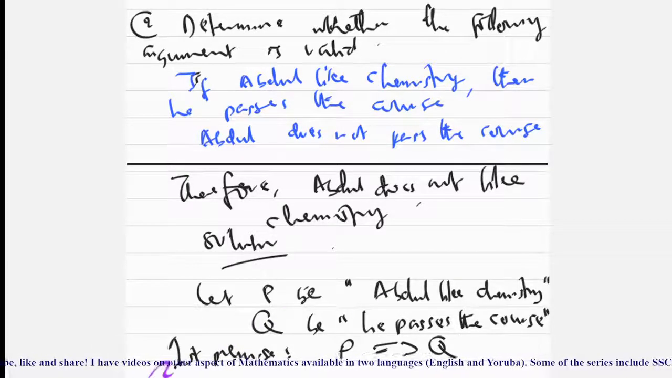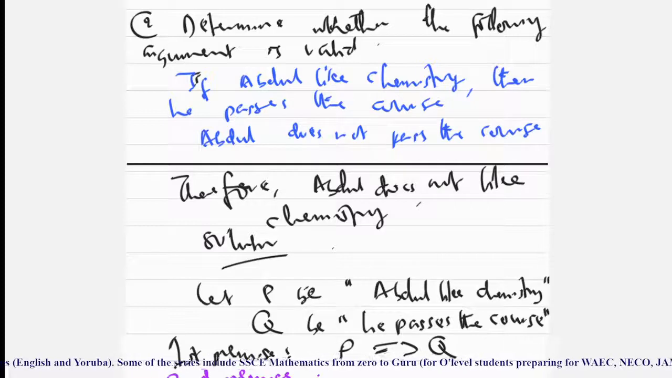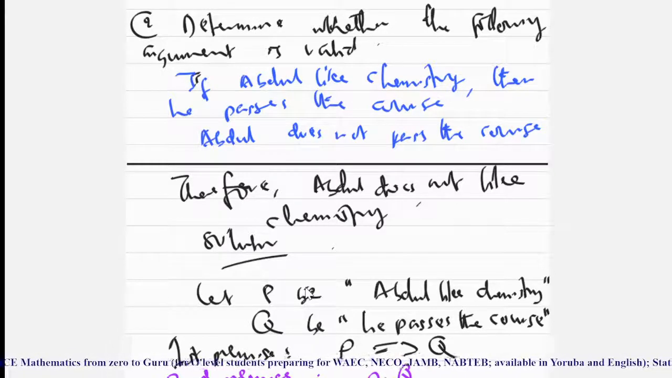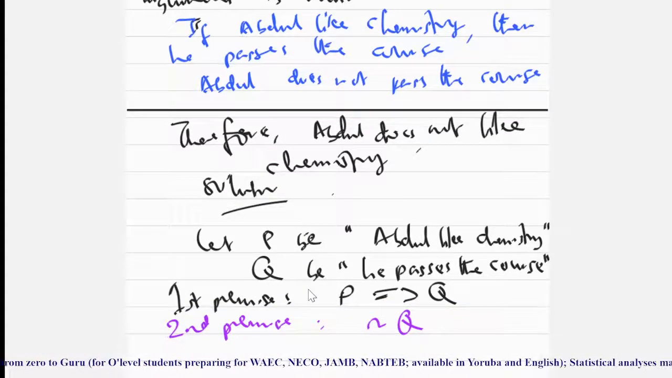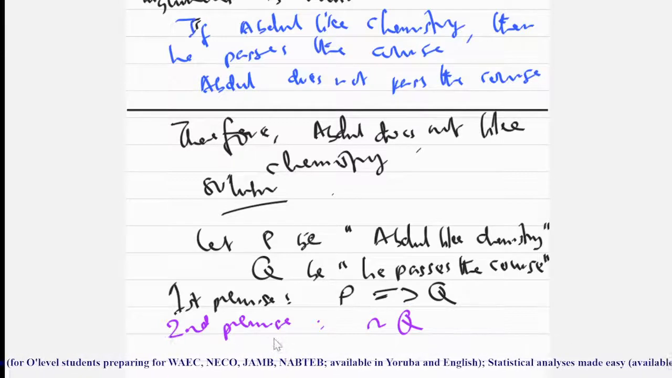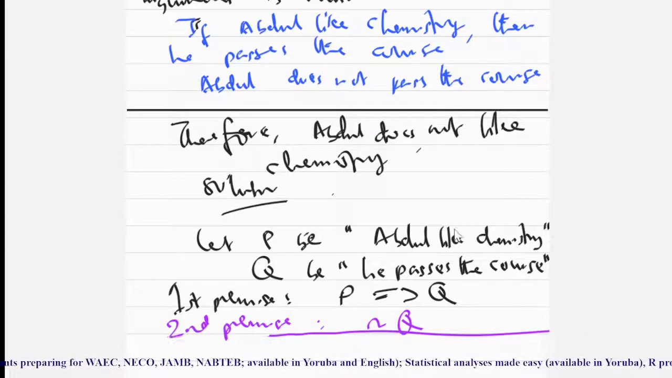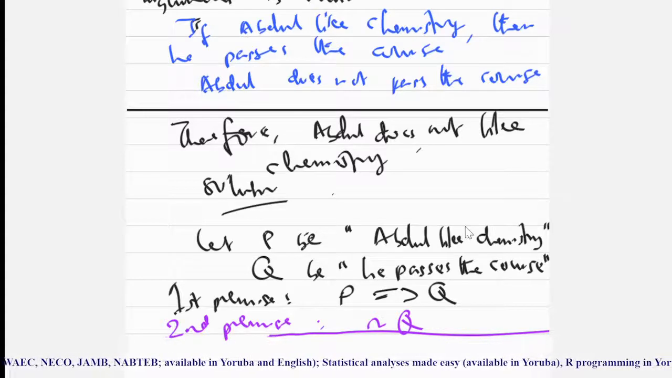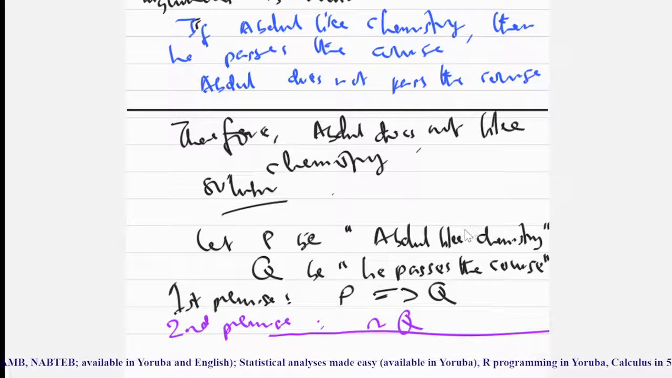I hope you understand now. And what is the second premise? The second premise is Abdul does not pass the course. You know, he passes the course is Q. Does not pass the course will be what? Negation of Q. Then from that, we have the conclusion. I said you are going to draw a line, and immediately after the line, what follows is your conclusion.